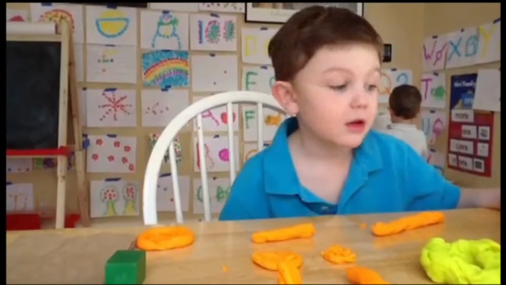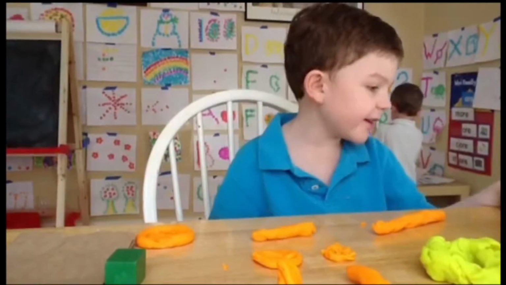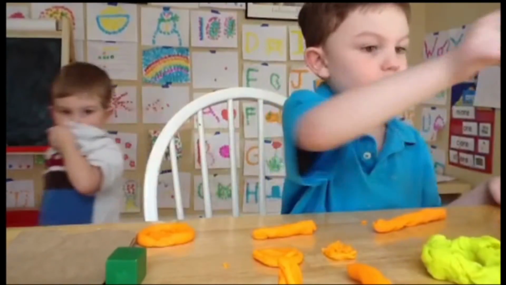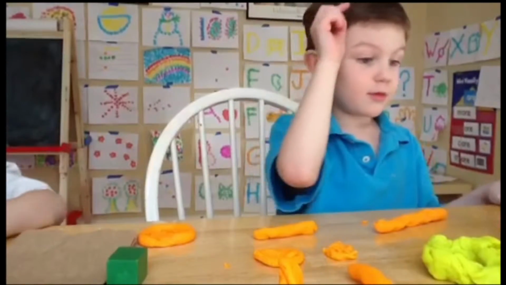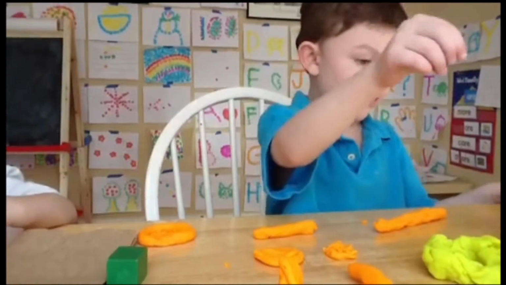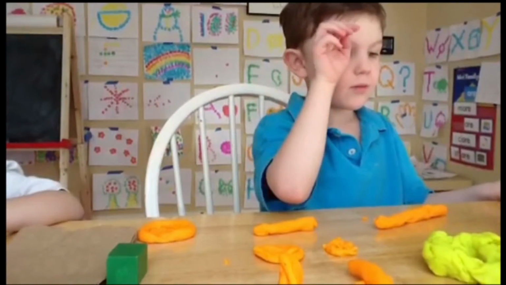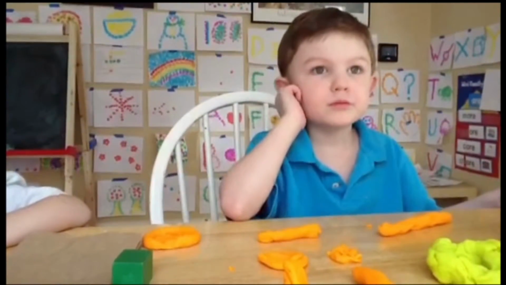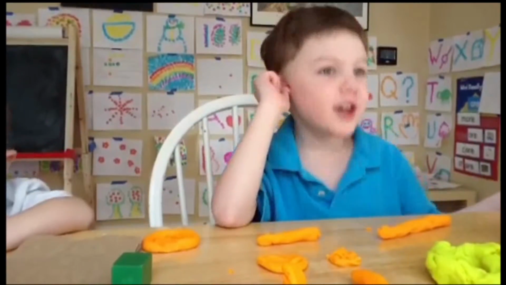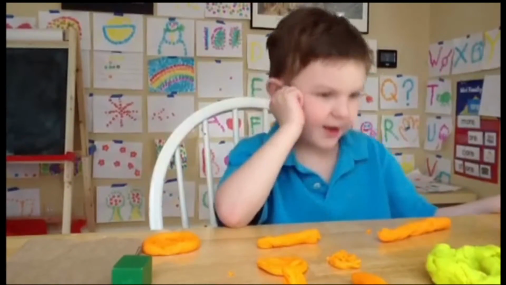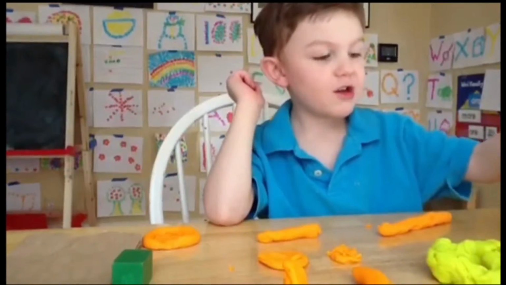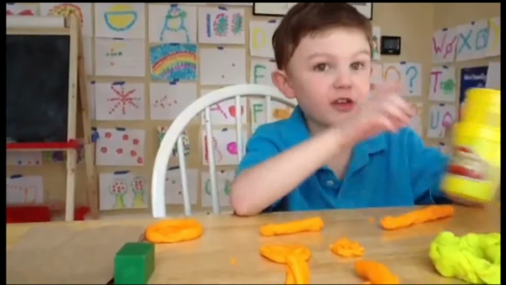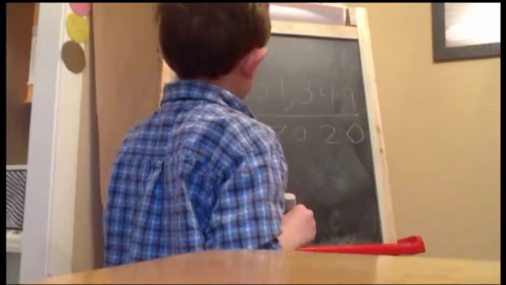Good. Now, can you count by fours? Sure. 4, 8, 12, 16, 20, 24, 28, 32. Good. Okay, now this time count by fives, but do it calmly so we can understand you. 5, 10, 15, 20, 25, 30, 35, 40, 45, 50, 55, 60, 65, 70. Okay, that's good.